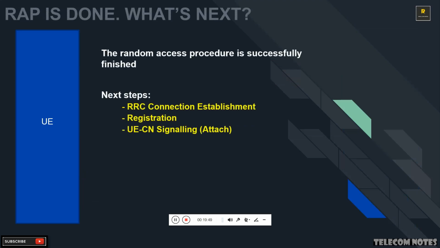Now what's next? The next steps will be RRC connection establishment, registration to the network, and UE-CN signaling, that is attach.